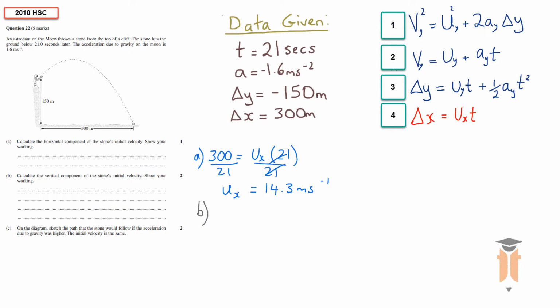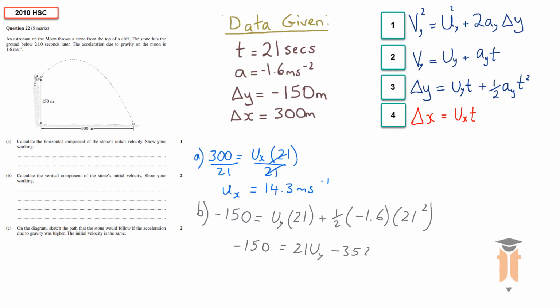So subbing in our values, we have the change in y, which is minus 150, equal to the initial vertical velocity times 21, plus a half times minus 1.6, which is our acceleration due to gravity, times 21 squared. And you get minus 150 is equal to 21 uy minus 352.8. 21 uy is equal to 202.8, and you get uy equal to 9.7 meters per second.